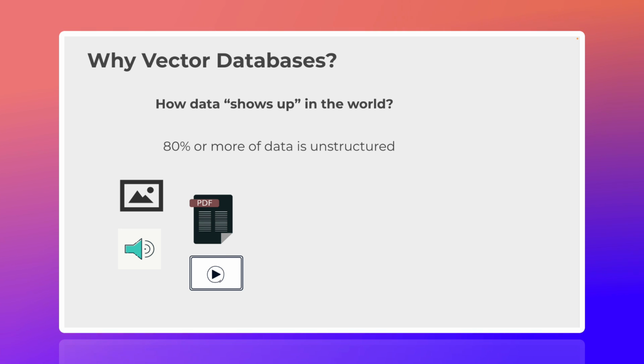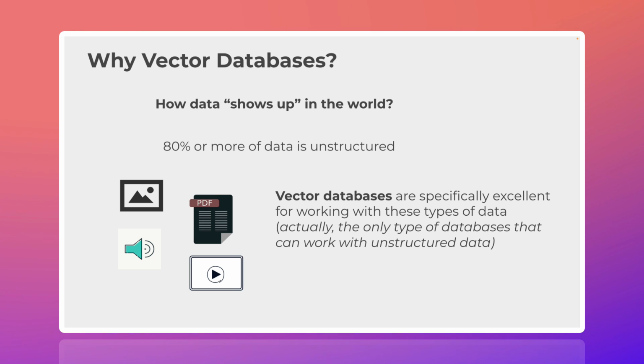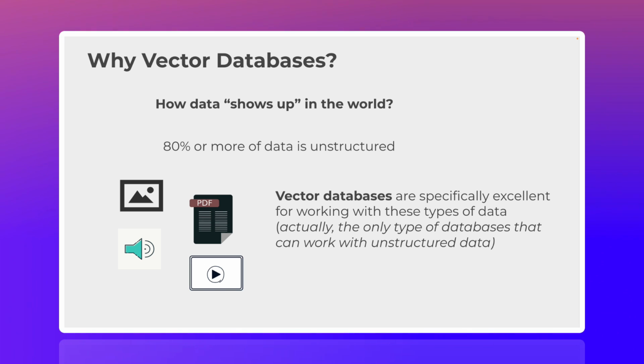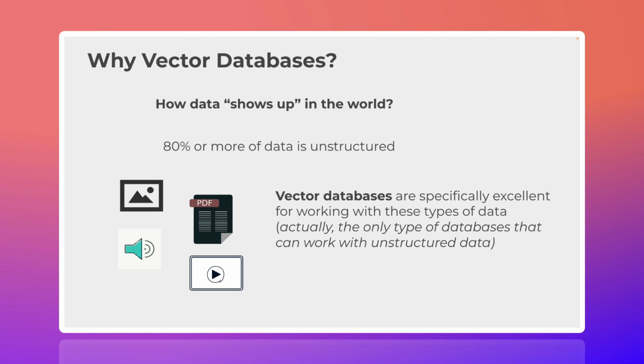So the main idea was to figure out a way for all of this unstructured data, which is 80% or more, so you can imagine that most of the data out there is unstructured, to be saved in a better way, in a way that is easy to access, query, and do similarity search and so forth. And so that's why vector databases were invented, because they are extremely good at working with these types of data. Vector database is actually the only type of database that can handle unstructured data.